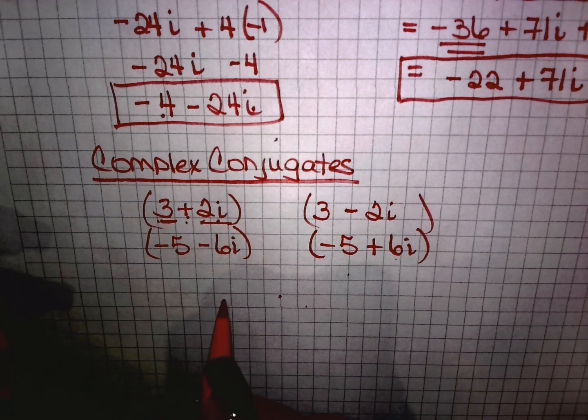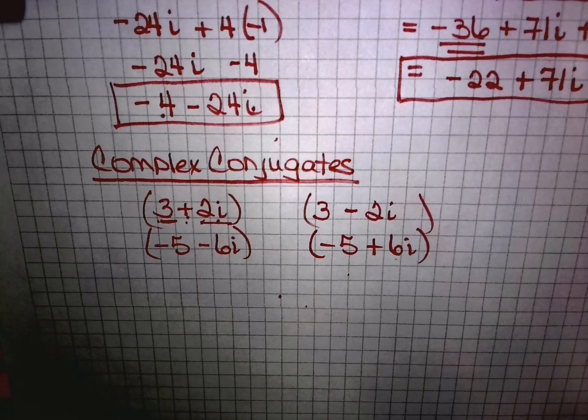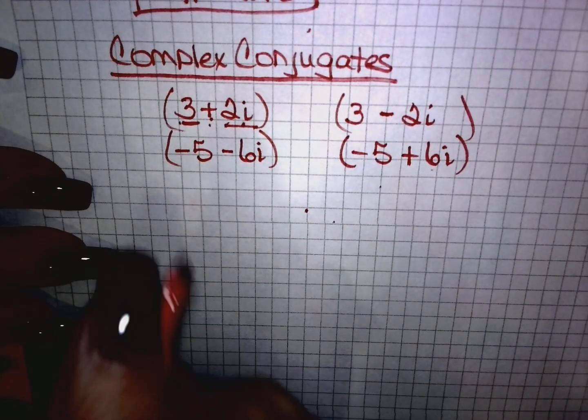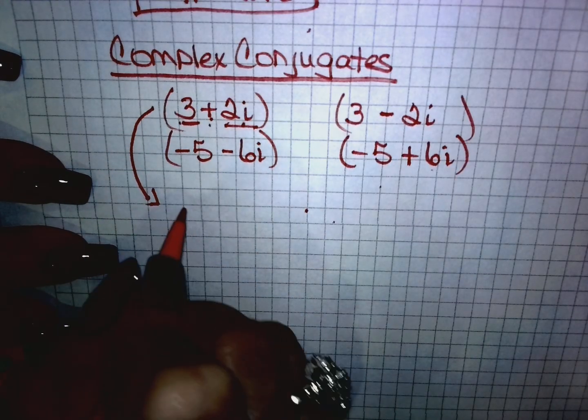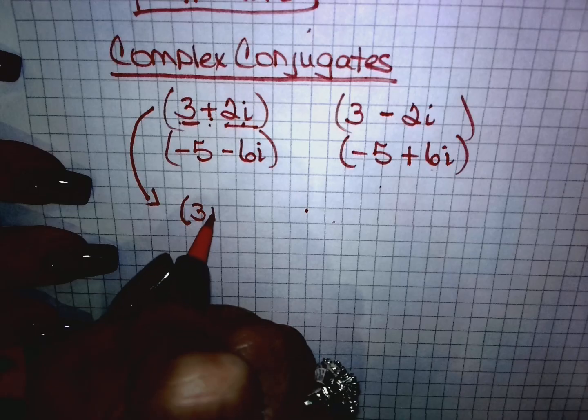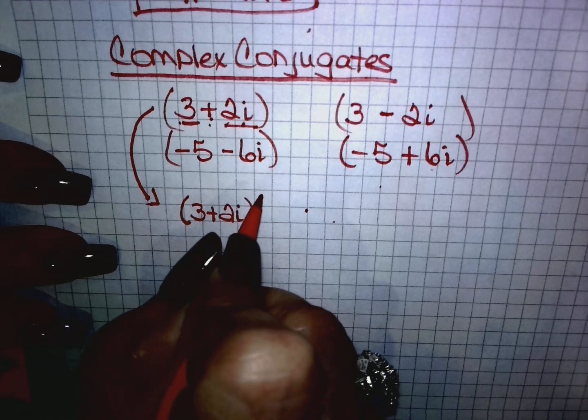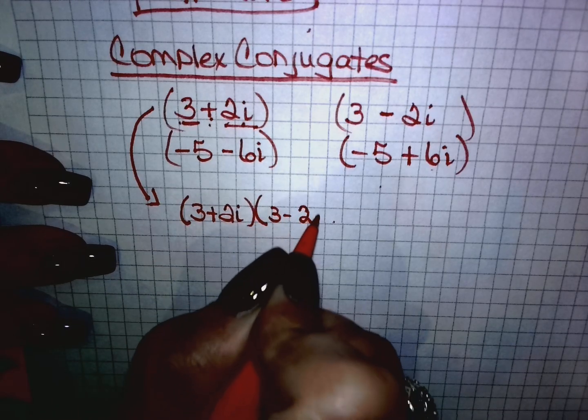What is very cool about these complex conjugates is that when you multiply them together, the imaginary part disappears. Oh, you think I'm kidding? Let's take a look. Let's multiply 3 plus 2i times 3 minus 2i.